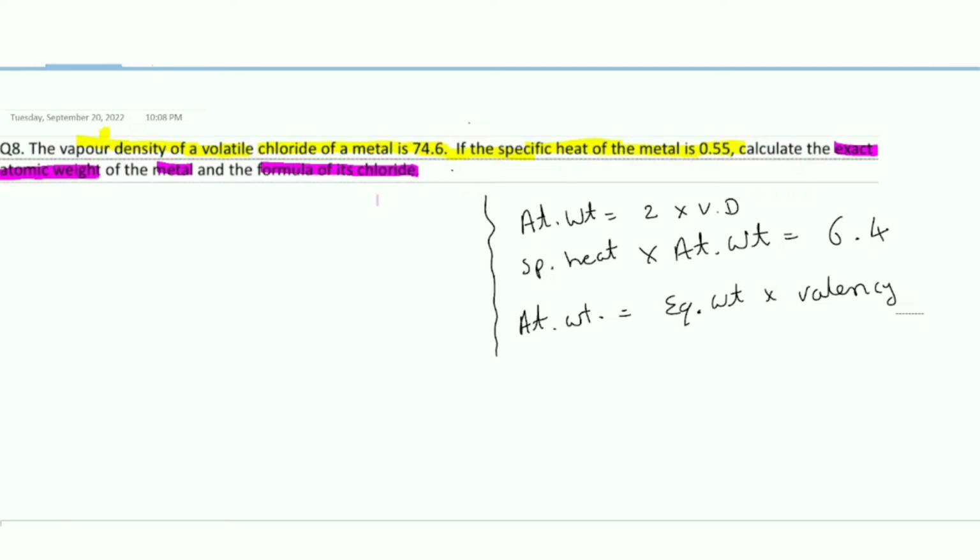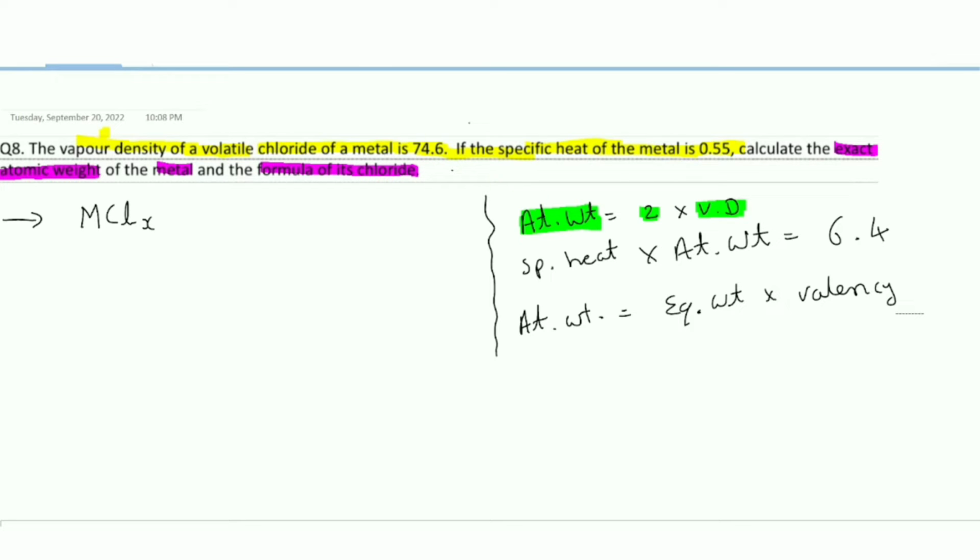So here the first thing is we are given a metal chloride. For example, we can write that metal chloride as MClX. Why X? Because we don't know how many chlorines are there and what is the valency of the metal. So we can use these formulas I have already written here. The atomic weight of any atom can be equal to 2 into its vapor density. We can also take it as a molecular weight.